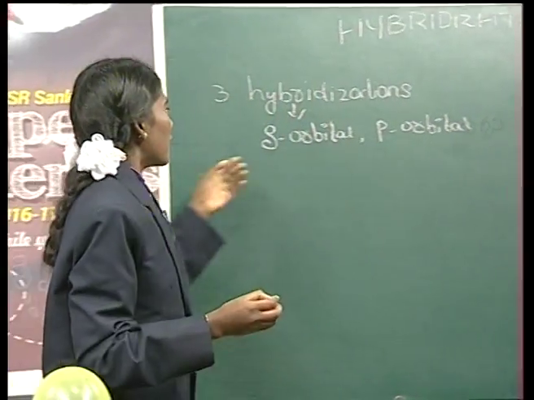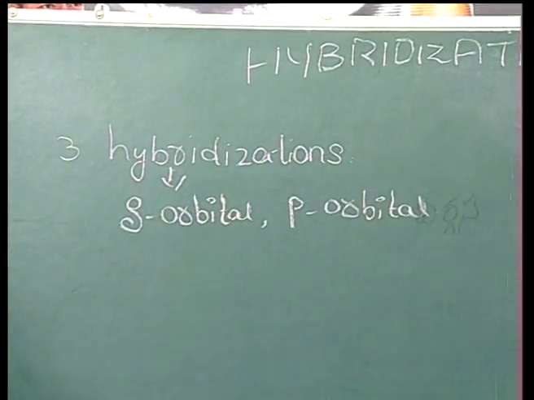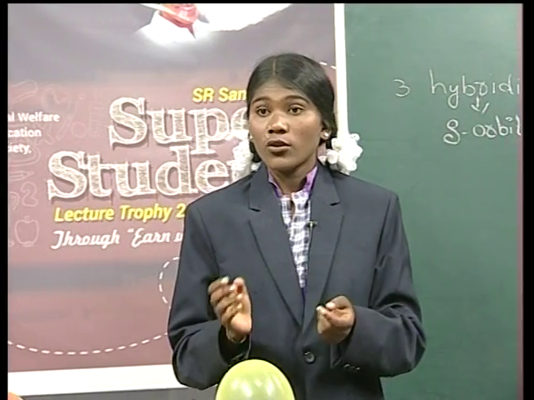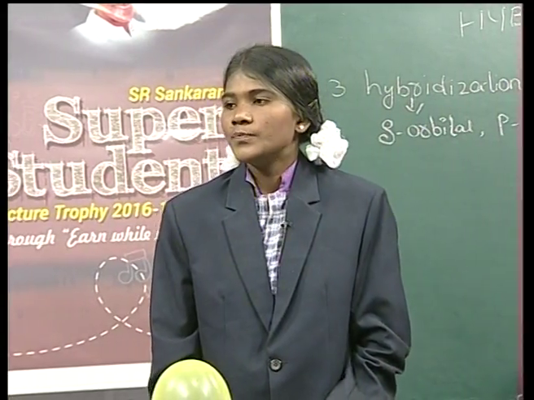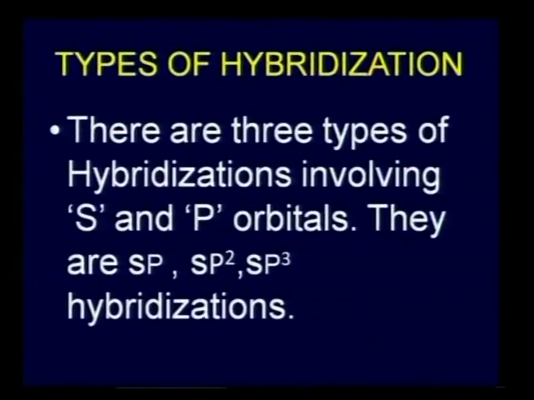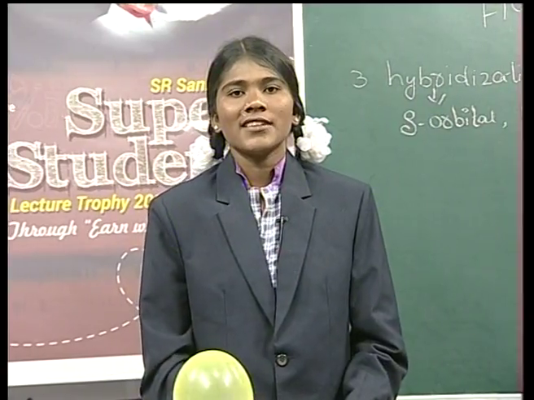Okay friends, there are 3 hybridizations involving s orbital and p orbital. Now we are going to discuss the 3 hybridizations. See this slide. There are 3 types of hybridizations involving s and p orbitals: sp hybridization, sp2 hybridization, and sp3 hybridization. Okay friends, what is meant by sp hybridization?